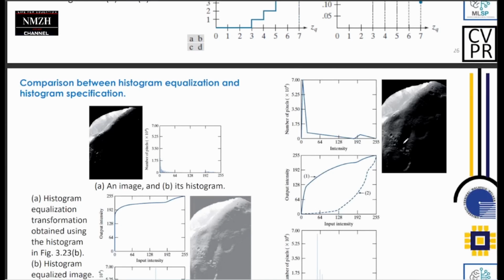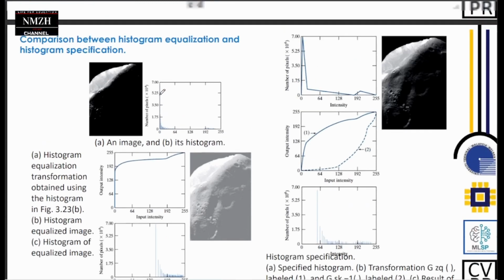Okay, so this one is the comparison between histogram equalization and histogram specification. We have several images to be discussed. So this one is the original image with the histogram. So HE transforming using the histogram B. So basically the equalization using this one happens here. So this one is the histogram equalized image. We transform the image as S. Okay, and this one is the equalized image from the histogram for the equalized image.